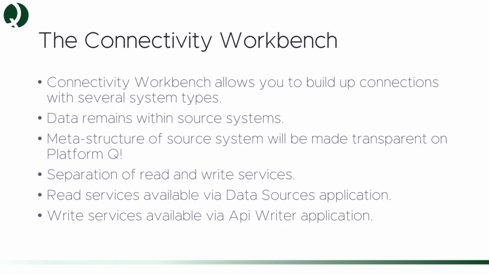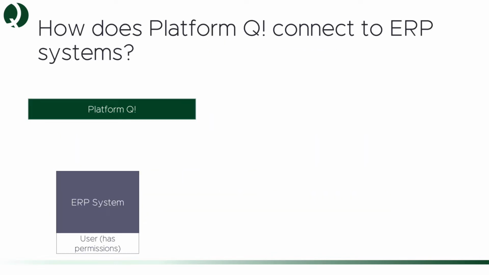One critical aspect when it comes to connecting ERP systems is permissions. Platform Q reuses the permission framework of source systems to make sure that only authorized users can read data and write data from the source system to Platform Q and vice versa. The following chart shall help you to understand the process behind the principle of reusing permission frameworks.